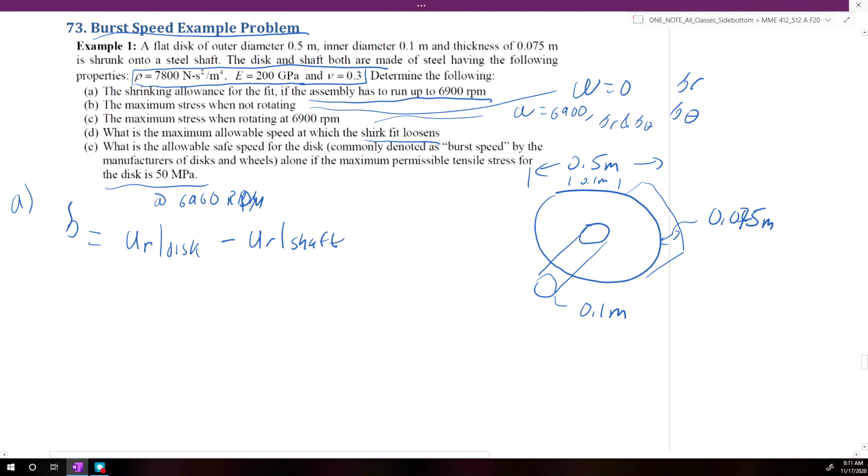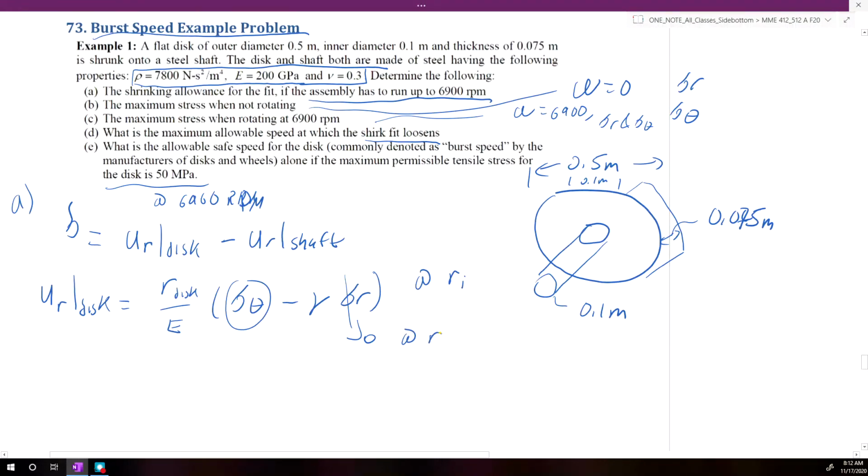We know that the change in radius of the disk is going to be equal to the radius of the disk divided by the Young's modulus of the disk times sigma theta minus the Poisson's ratio times sigma r, at the inner radius. This is where we're interested. Due to the boundary conditions, sigma r is going to be equal to 0 at this point, so we only have to care about sigma theta.